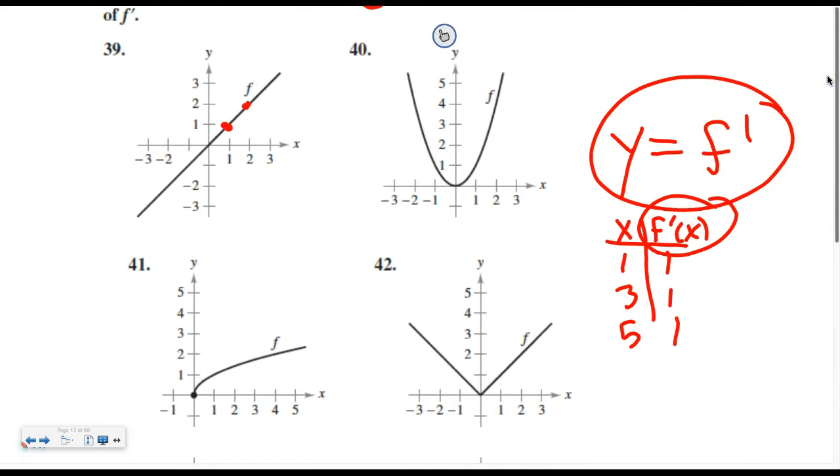So let's go to number 40. This is the graph of f. F prime will represent the slopes, correct? So let's go over here. The slope of this tangent line, although I don't know what it is exactly, I know it's very negative. Would you agree? Very negative. So on my derivative graph, the y's need to be very negative over to the left, okay? And then less negative, and then less negative approaching 0.